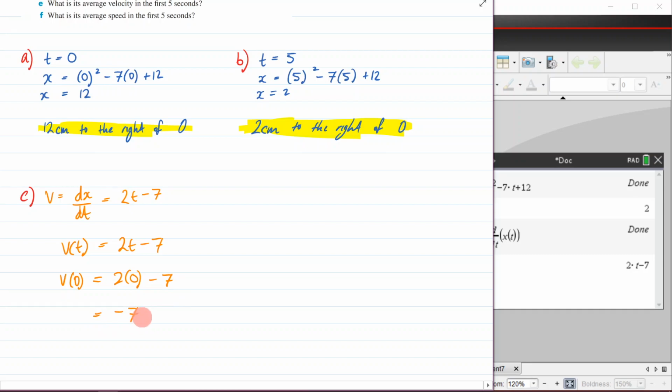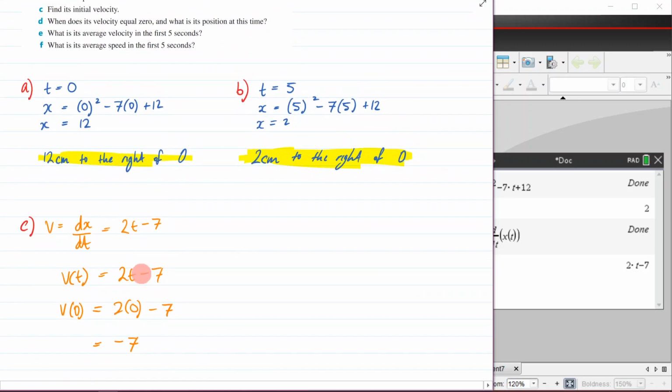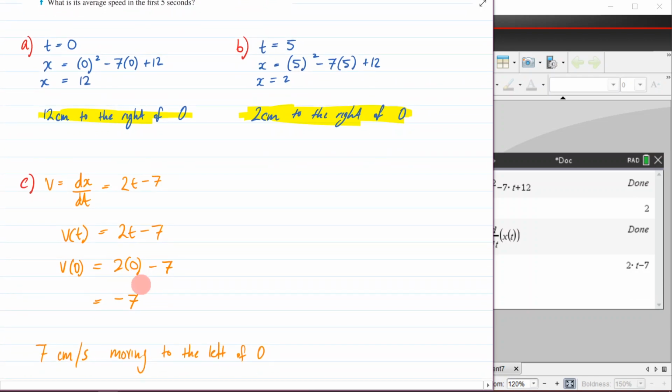Just like that. Again, it's probably a good idea to write down what this means. What does it mean to have a velocity of negative 7? It means that I'm moving 7 centimeters a second to the left of O. That's what it means. So I'm moving to the left because it's got that negative 7. So when we're writing that down, that's what we want to be thinking of as we're doing it. Let's give that a highlight. Let me just write moving to the left.